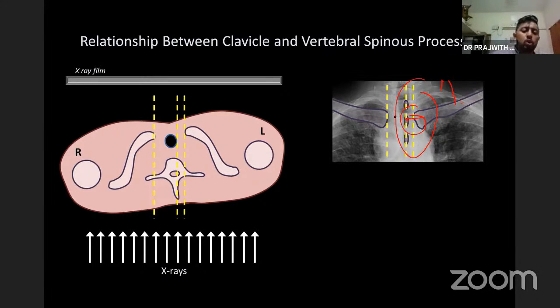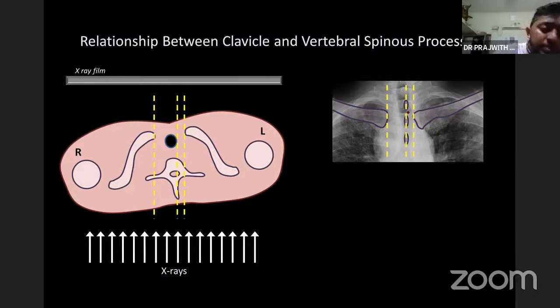spine is reduced. So whenever I say rotation, now what rotation has happened here? The right side has come anteriorly. So whenever the right has come anteriorly, the right clavicle and the spine are close to each other. So that's what we have to remember. This is the only point we have to remember.